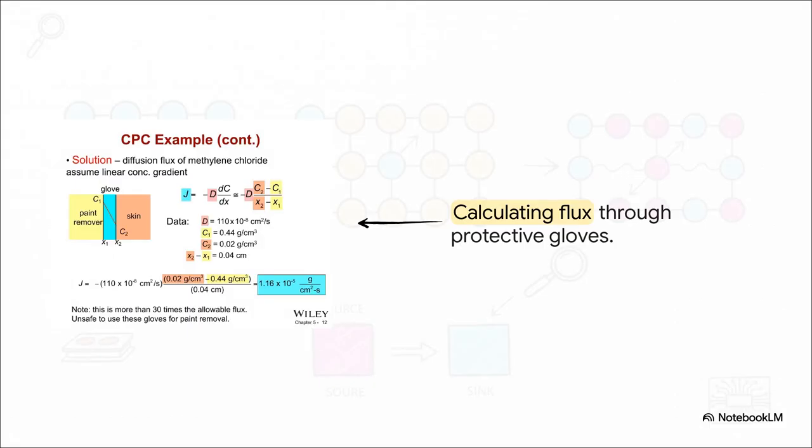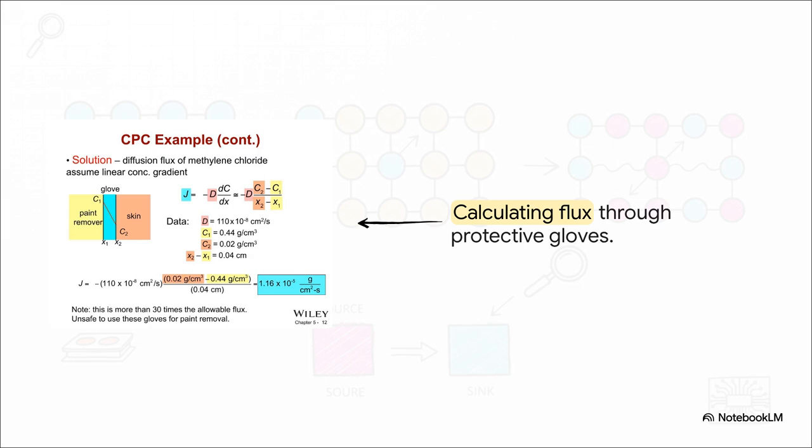Let's see how this actually plays out in a real-world safety scenario. Imagine you're working with a harsh paint remover containing methylene chloride. Now, this stuff can absorb right through your skin. So you might wonder, can I just use standard 0.04 centimeter thick butyl rubber kitchen gloves to protect myself?